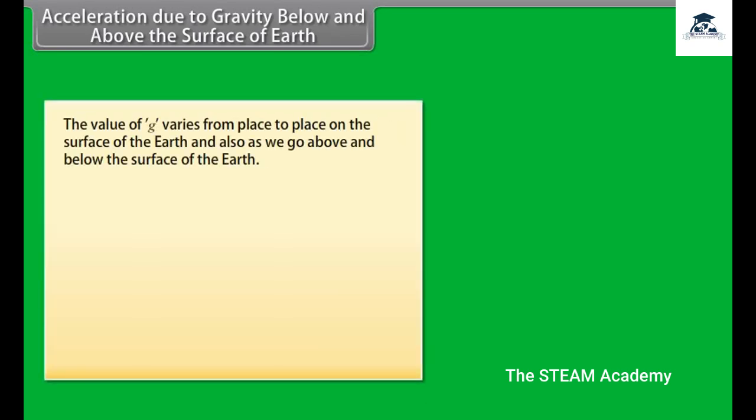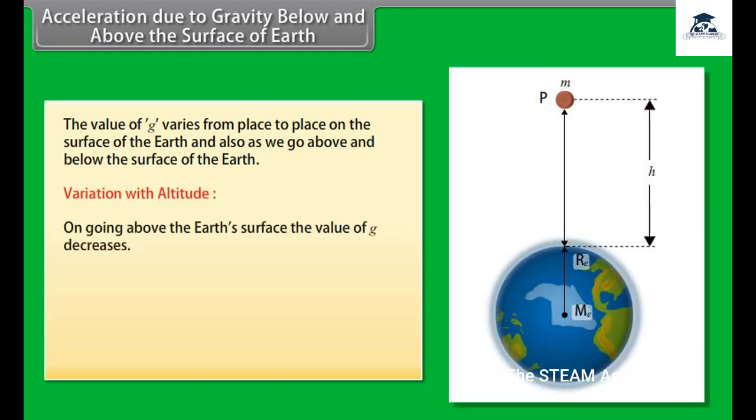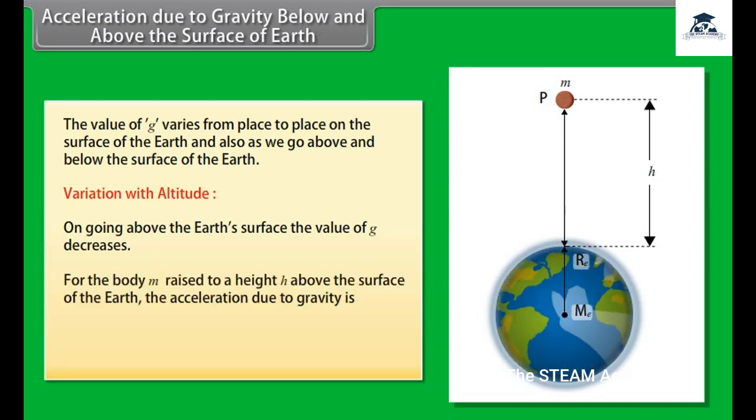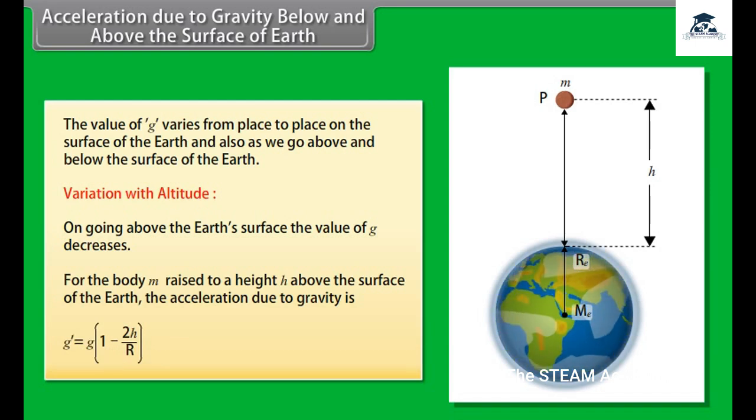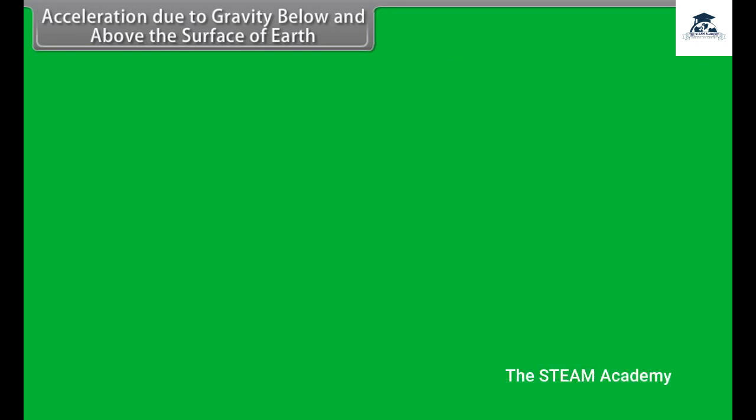The value of g varies from place to place on the surface of the Earth, and also as we go above and below the surface of the Earth. Variation with altitude: on going above the Earth's surface, the value of g decreases. For the body m raised to a height h above the surface of the Earth, the acceleration due to gravity is given by g dash is equal to g multiply by 1 minus 2h upon R.